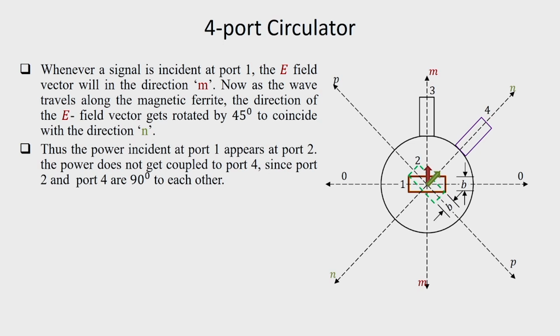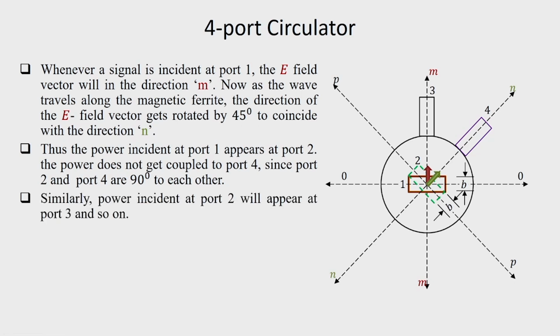The power does not get coupled to port 4, since port 2 and 4 are at 90 degrees with respect to each other. Similarly, if power is incident at port 2, it will appear at port 3 after Faraday rotation of 45 degrees. This vector will be parallel to the opening of port 3 and it will excite port 3.